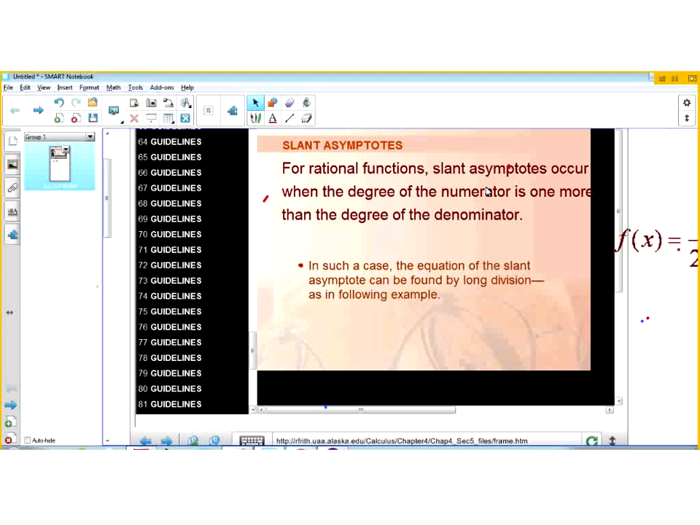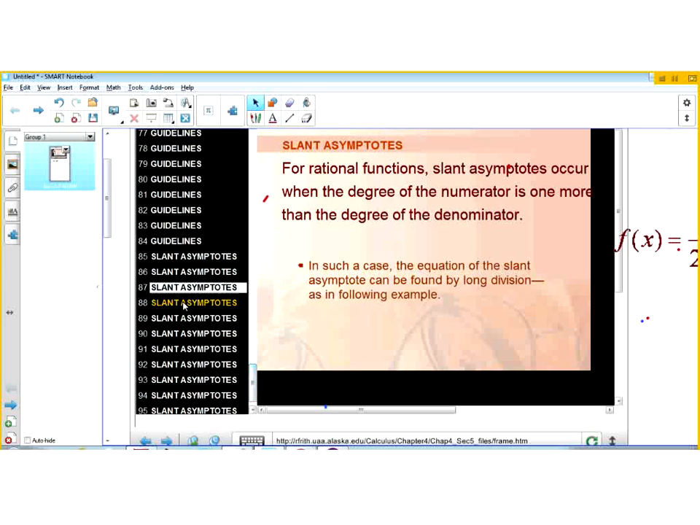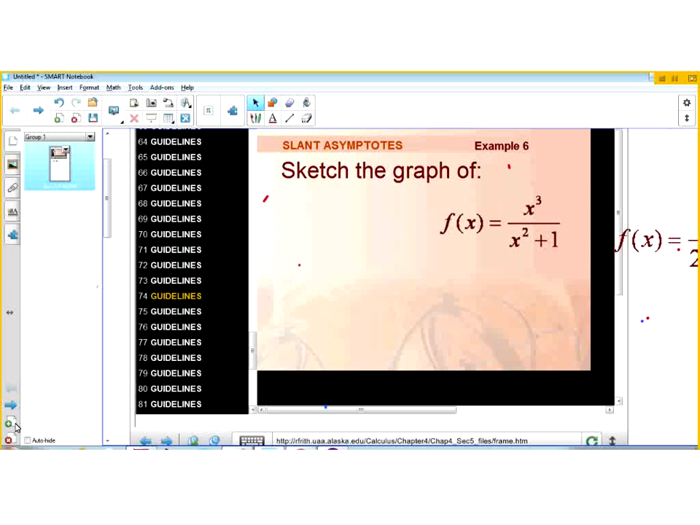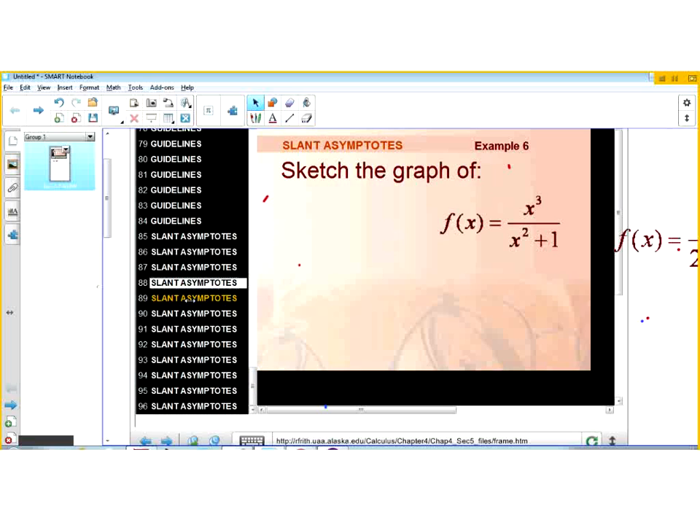And we've also talked about this. For rational functions, slant asymptotes occur when the degree of the numerator is more than the degree of the denominator. They suggest using long division, as did I, but you can use synthetic division if you want. This is essentially a rehash of project 1 right here. So x cubed over x squared plus 1. Obviously, it's going to have a slant asymptote.